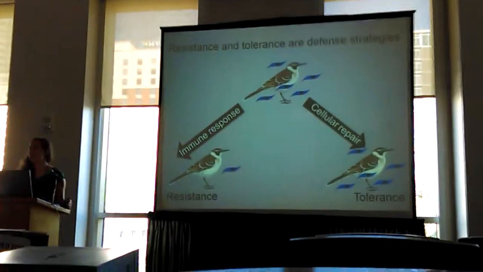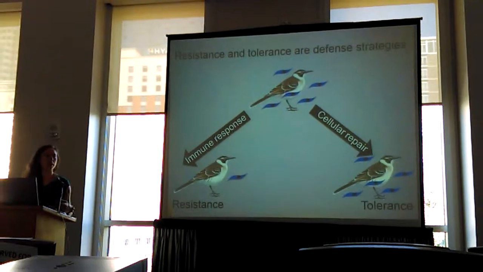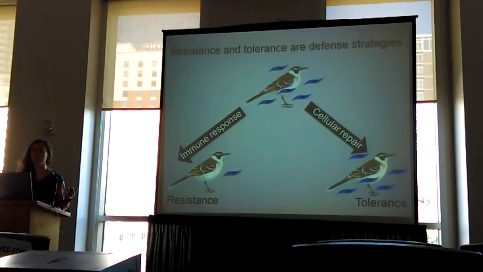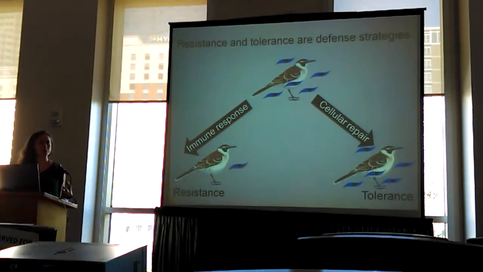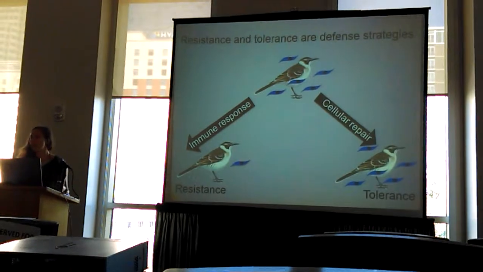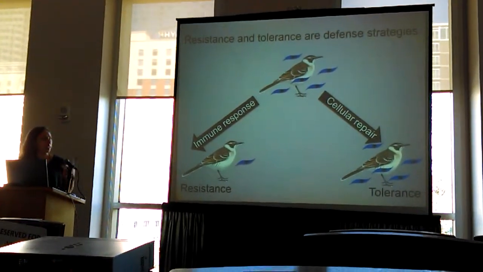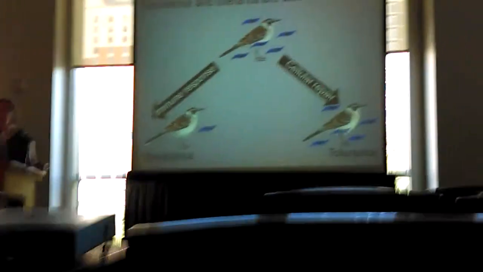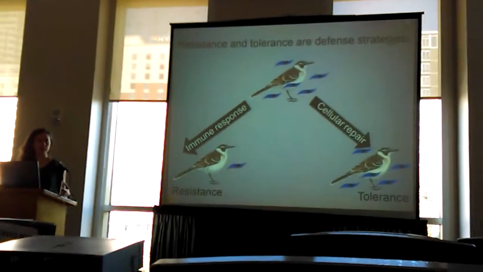When faced with attack by parasites and pathogens, animals deploy a number of different defenses. These defenses can be categorized into two major categories of resistance and tolerance. Resistance mechanisms help the host by reducing parasite burden, and thus the host can maintain host fitness. So in this example, when attacked by these purple parasites, the bird could mount an immune response, and this would kill some of the parasites, and the host survives.